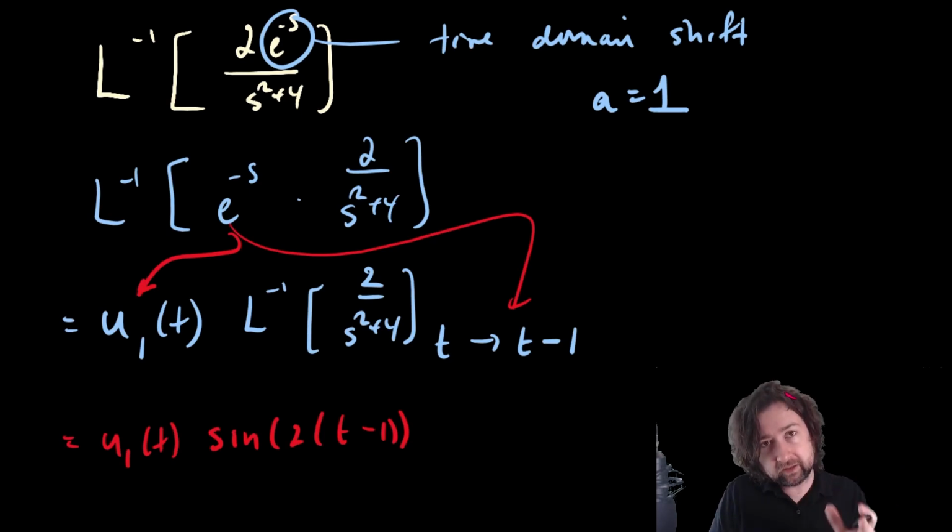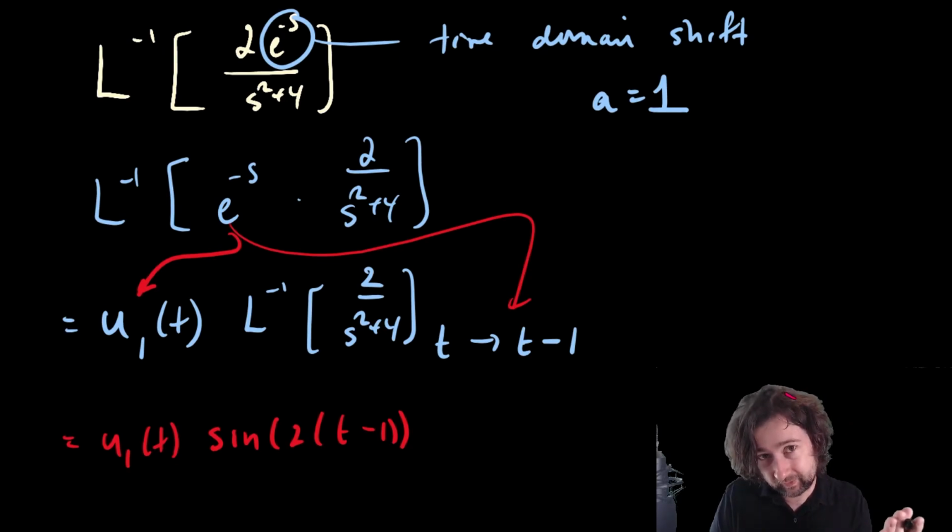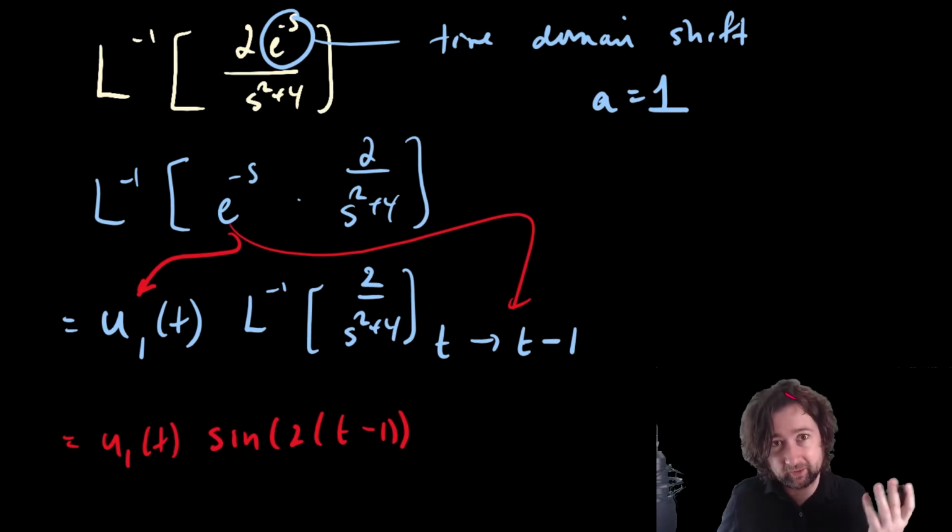The big deal is that when you're computing these shifting theorem problems in the inverse direction, those exponential functions turn into step functions, which turn the function on at the beginning of the shift. And then you also have to shift the function so that it gets to the point where it's supposed to start. Okay? This is easier with practice, I promise.